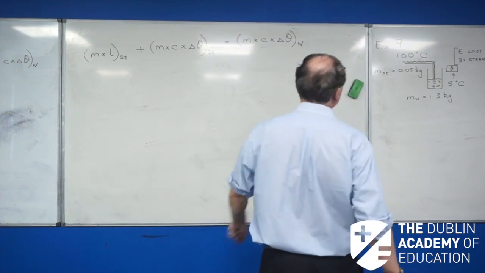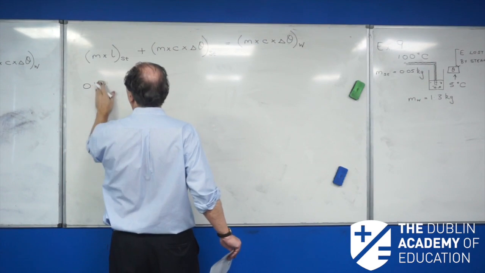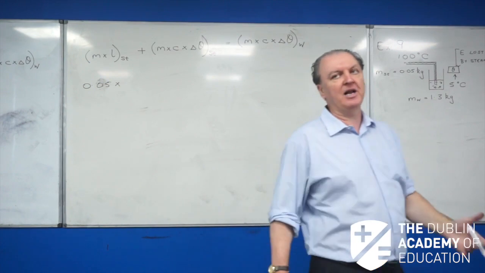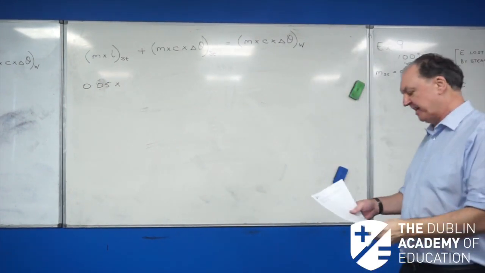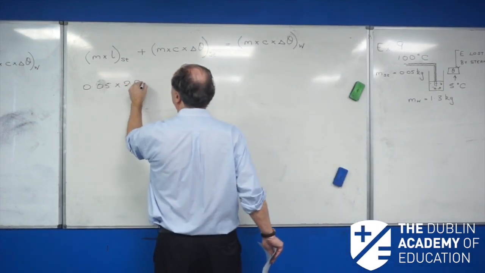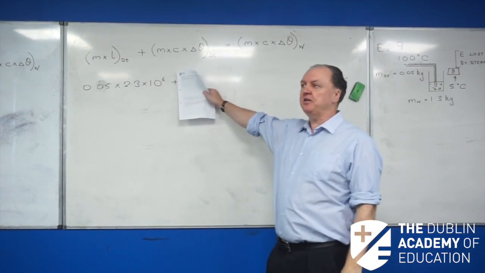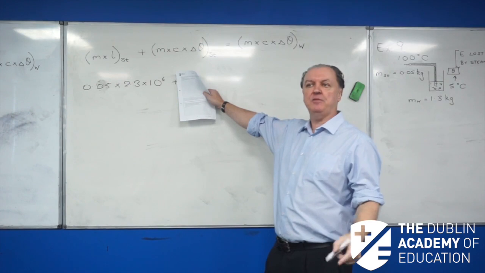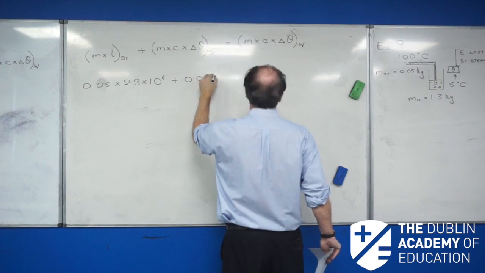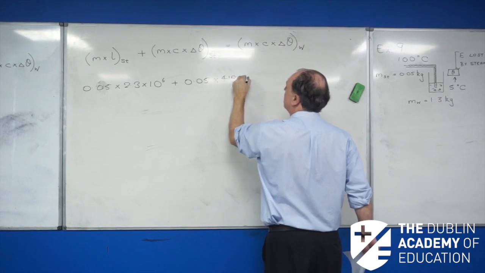The mass of the steam is 0.05. The latent heat, and of course you've got to pick the values, the latent heat of vaporization of steam, but that's given anyway in the problem, and that's 2.3 by 10 to the power of 6. Now the next part is, this is the water that came from the steam. It's water at 100 degrees at the moment. Its mass is still 0.05. The SHC of water is 4,180.